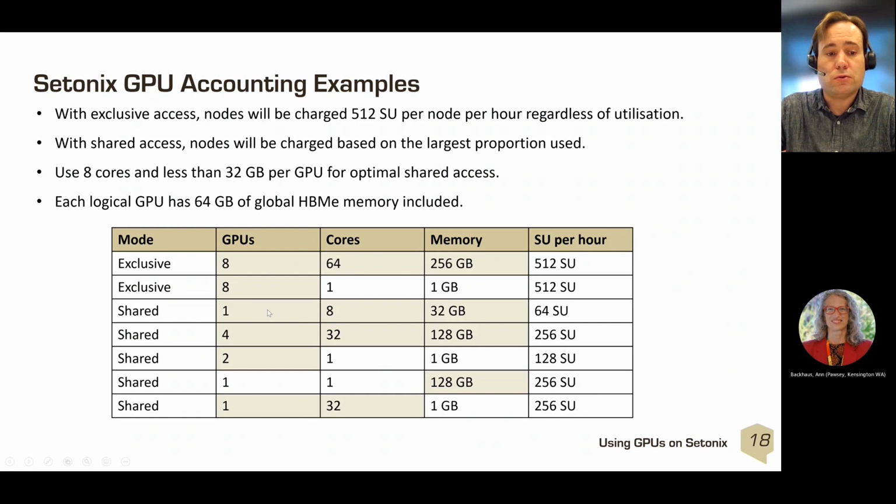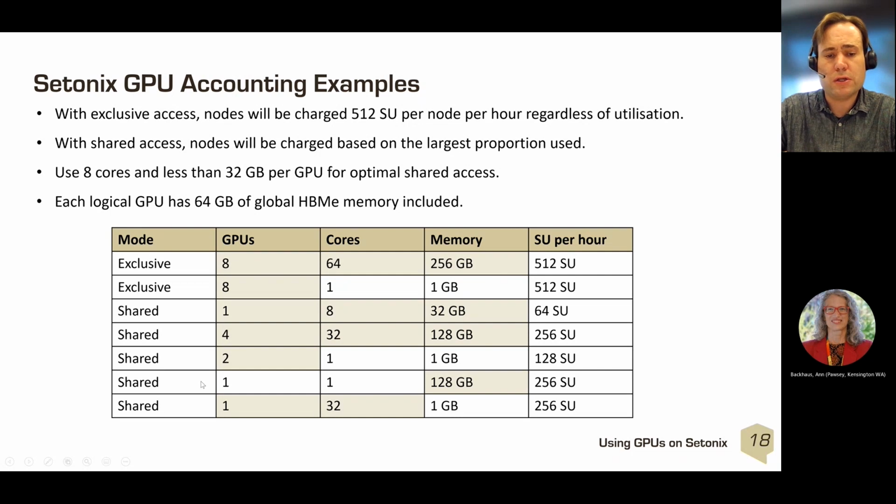For the first 2 shared examples, we're looking at one example, which is just requesting 1 GPU with the associated 8 cores and 32 gigs of memory, corresponding to 64 SU, or 1/8 of the 512 SU. The second example here for shared is asking for half of the node resources in each case. So that corresponds to 256 SU.